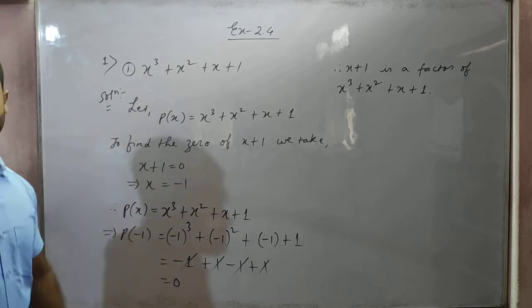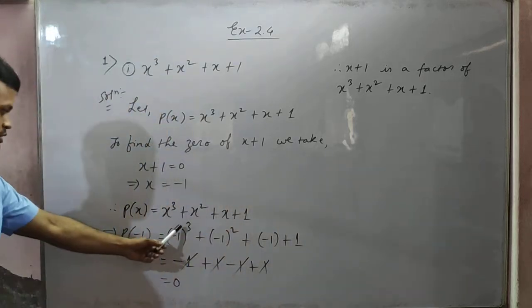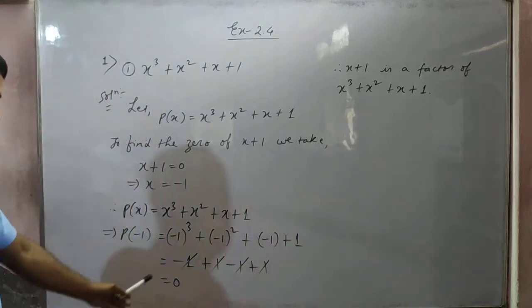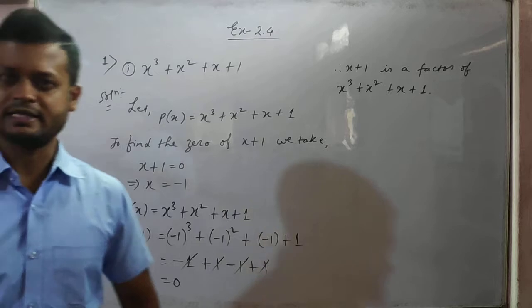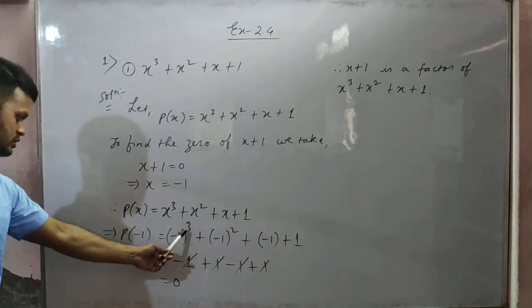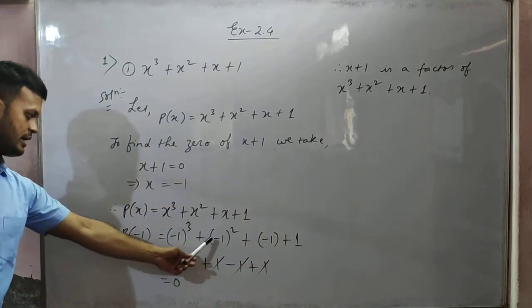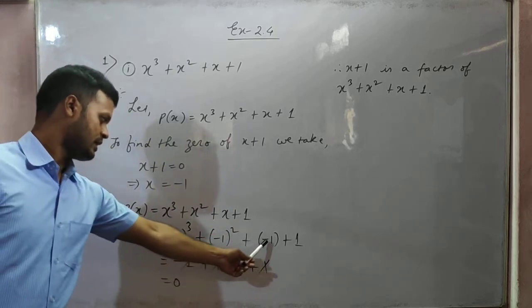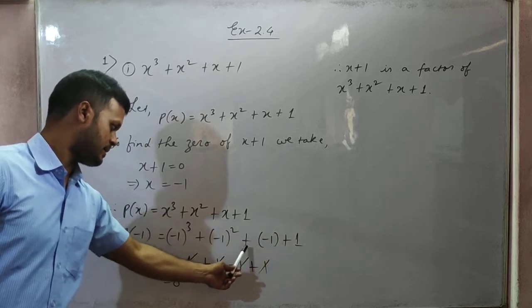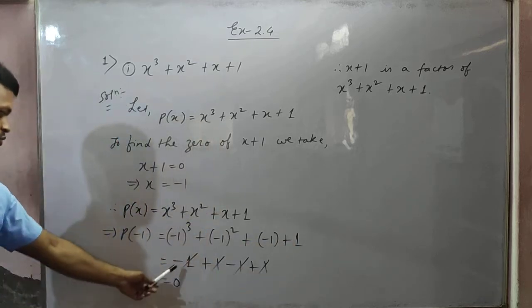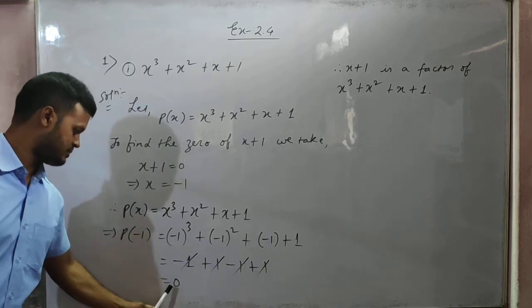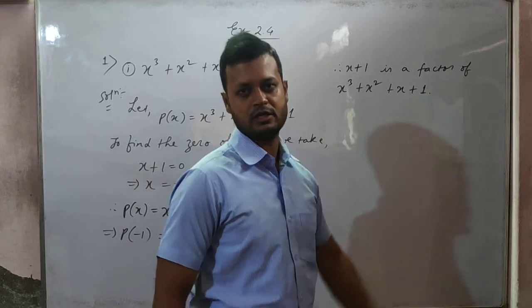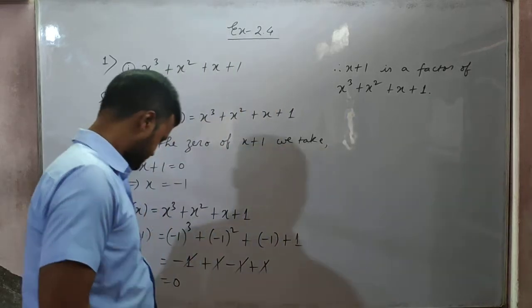Minus 1 whole cube, students. What is the power? The power is an odd number, isn't it? So the answer will be minus 1. If the power is even, the answer will be plus. So minus 1 whole cube is minus 1. And here minus 1 whole square, 2 is even, so it will become plus 1. And this one is minus 1 plus 1. So minus 1 plus 1 cancel, minus 1 plus 1 cancel. The remainder is equal to 0. Therefore x plus 1 is a factor of x cube plus x square plus x plus 1. Okay? Understood?